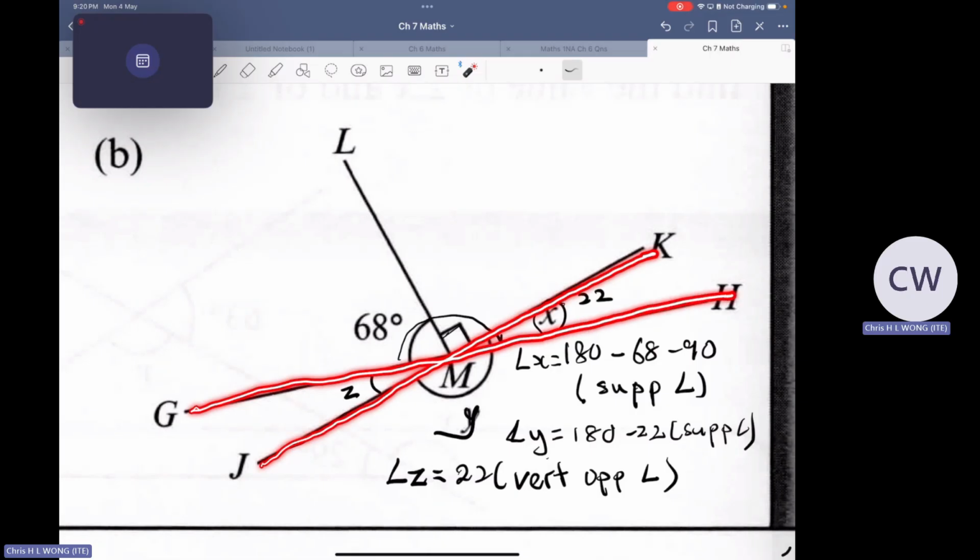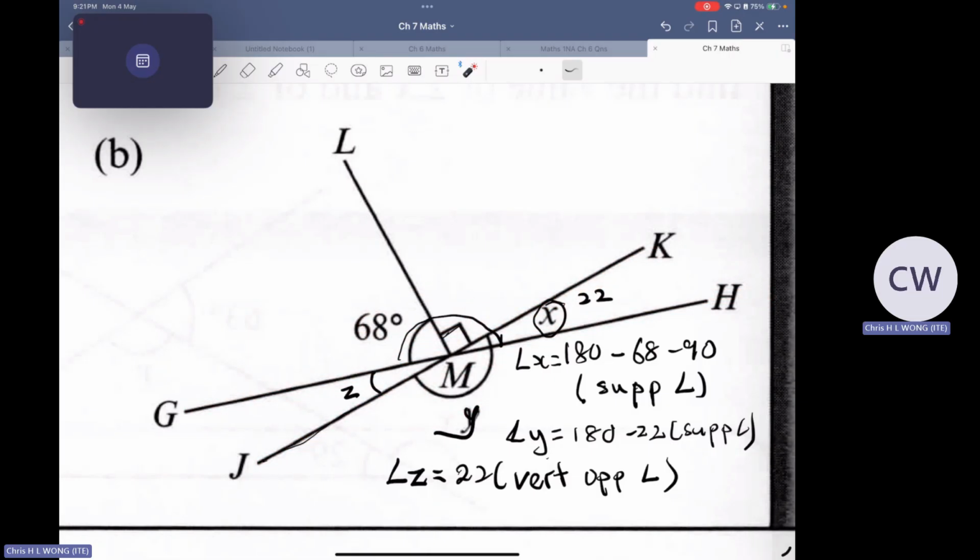Okay, can you see it? Can you tell me what y is? 90 plus 68, yes, correct. 158. It's because of these two, right? 90 plus 68, isn't it? What's the reason? Vertically opposite angle, yes. So this plus this will give you this, because it's vertically opposite angle. Yeah, it can be like that.